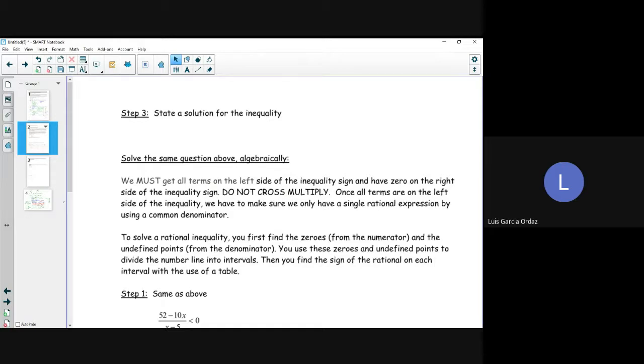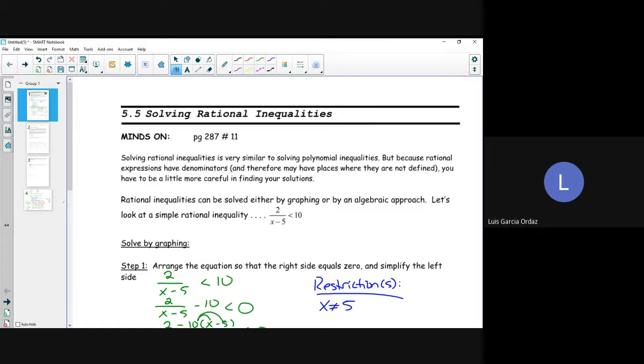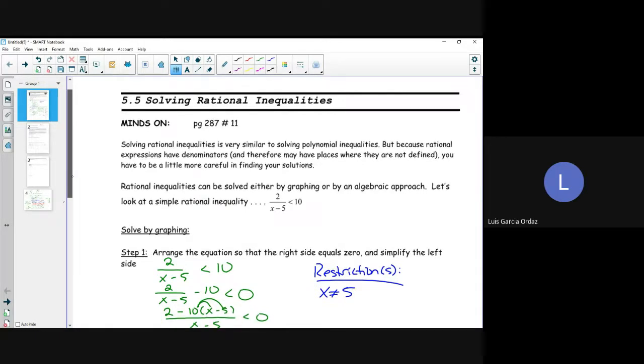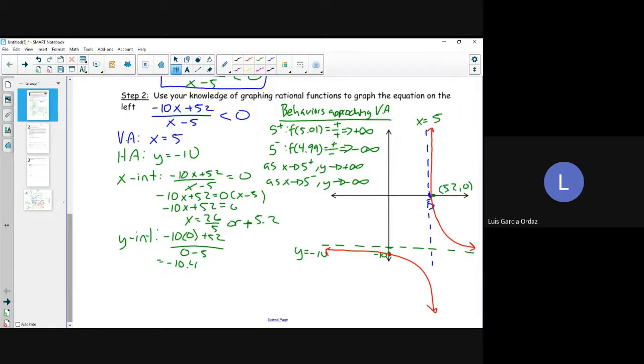So now we want to state a solution set for the inequality. So for the inequality, it wanted the values where the function was less than 0. So we wanted negative 10x plus 52 over x minus 5 to be less than 0. Okay? And based off the graph we drew, at what points or at what intervals is that inequality less than 0?